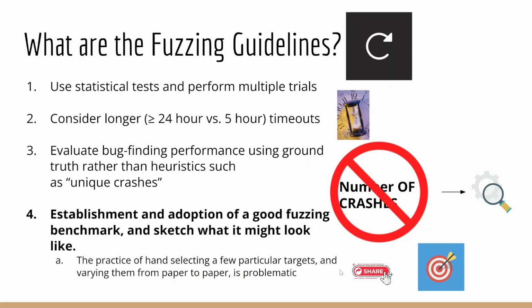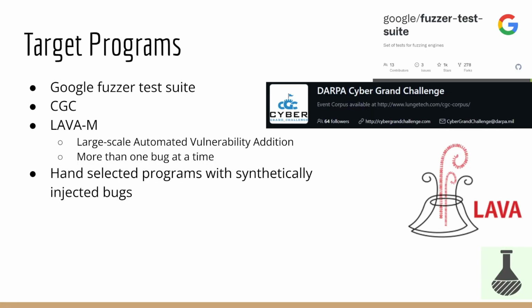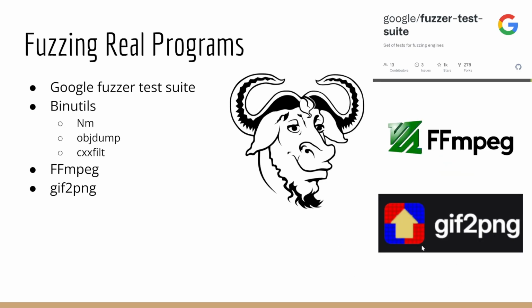So the paper talks about what a possible fuzzing benchmark could look like, as at the time of this paper, 2018, there was not really a fuzzing benchmark that they felt confident in. But to talk about that, we have to talk about some target programs. There's things like the Google Fuzz Suite, CGC, LAVA-M, hand injecting bugs. But let's talk about fuzzing real programs first.